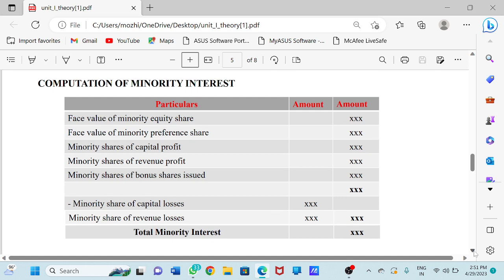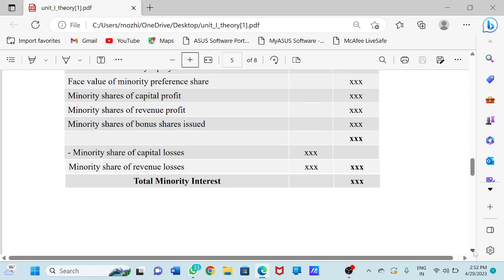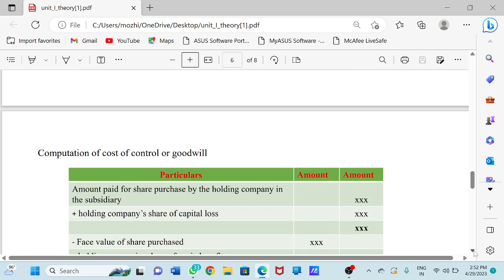Minority interest computation. What is the face value of the shares? For example, like the previous thing, if I said 4,000 shares are moving to the minority, the 4,000 shares into the face value per share will be taken. And if it is equity, preference, all the same. Minority share of capital profits that we have allocated in the ratios, isn't it? And the revenue profit minority share, if they have issued any bonus, even that will be taken, adding everything. If we have any losses, we have to deduct. At last, we will ascertain the minority interest.